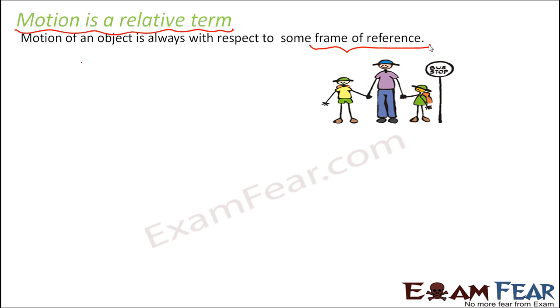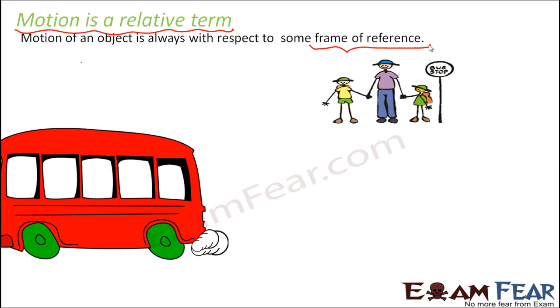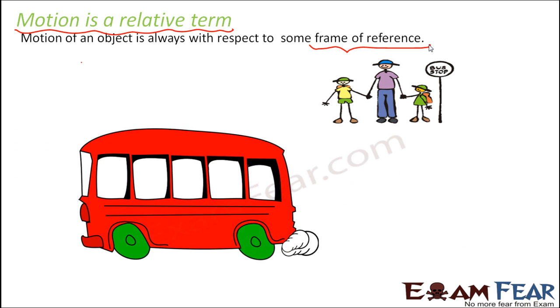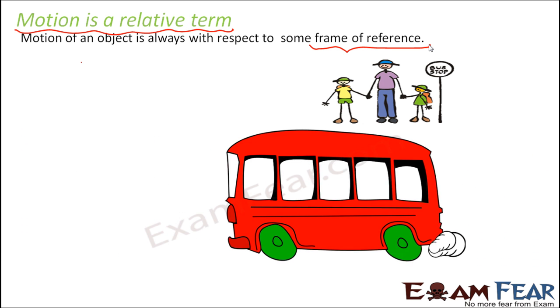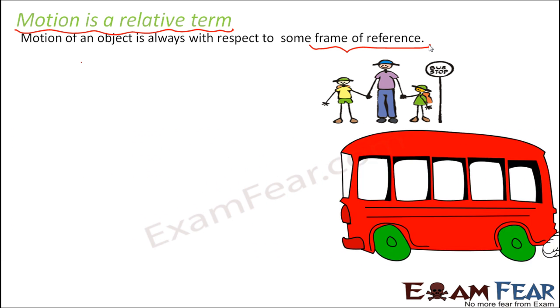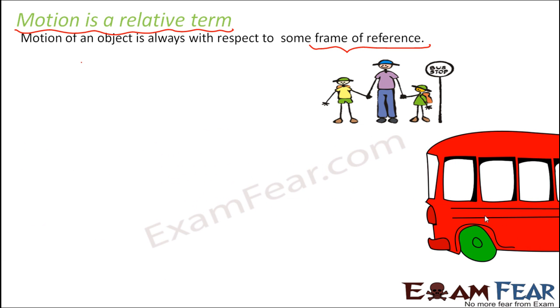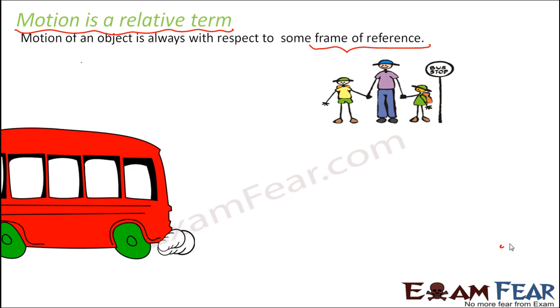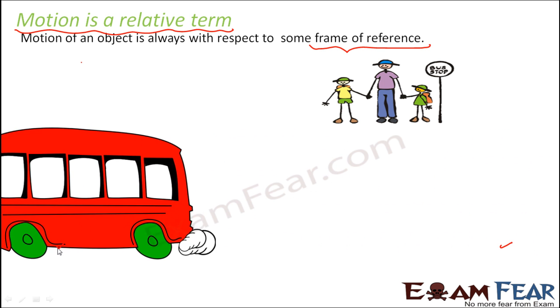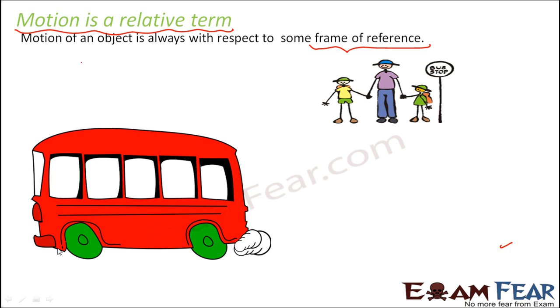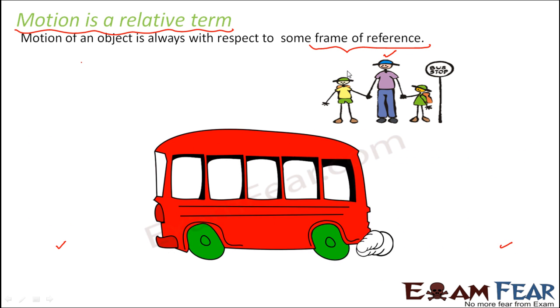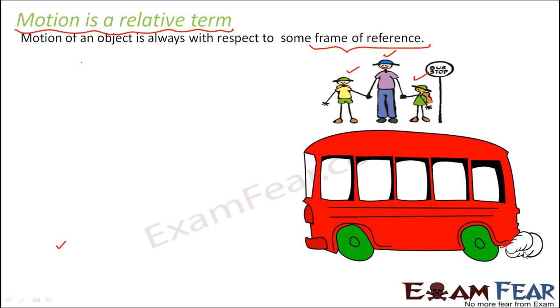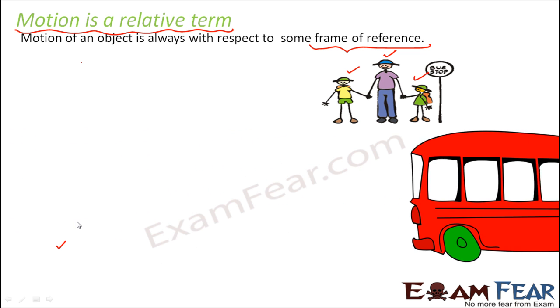For example, let us look at this example. Let's say that these people are standing at the bus stop waiting for a bus. Now, there is a bus which just moves by. So what will you say? Is the bus moving? Yes, the bus is moving because the position of the bus is changing with time. So initially the bus was here and now the bus is here. So the bus is moving, of course. But the bus is moving with respect to these people who are standing at the bus stop because they can see it changing its position with time.